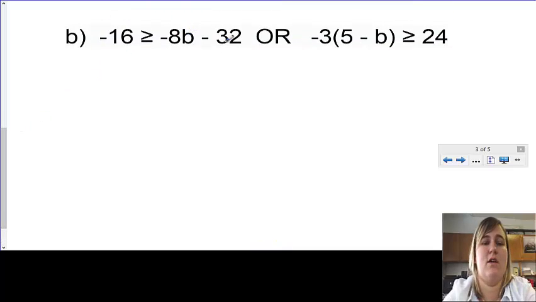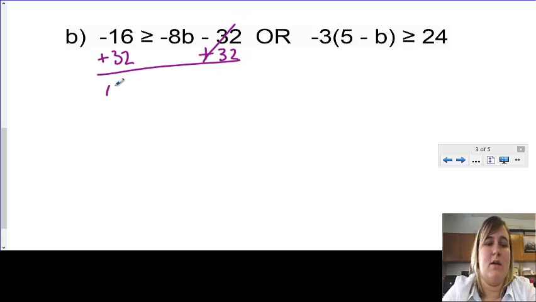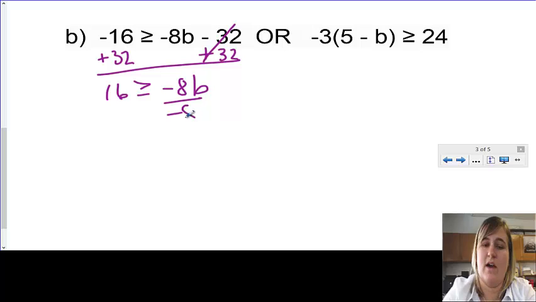So I'm trying to get b by itself. I'm going to start by adding 32 to both sides. So I get a positive 16 is greater than or equal to negative 8b. To get b by itself, I must divide by negative 8 on both sides. So those will cancel, leaving me with b here.